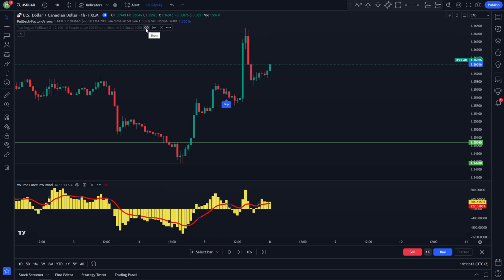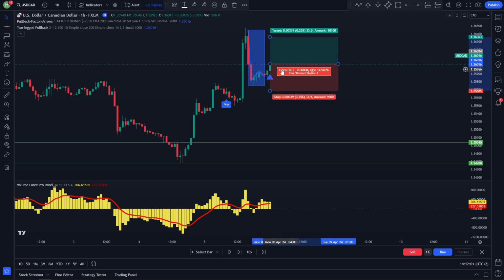Once we get the second alert, we need to take a closer look at the Volume Force Pro panel. For the Volume Force Pro panel, the histogram needs to be above the zero line and also above the average line. Once all of these criteria are in place, I will enter my buy trade.